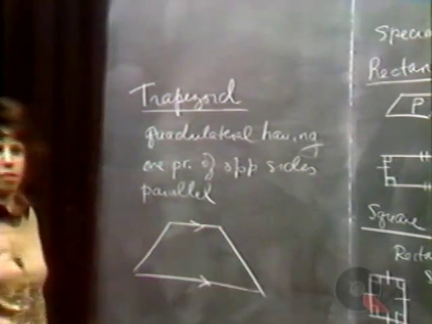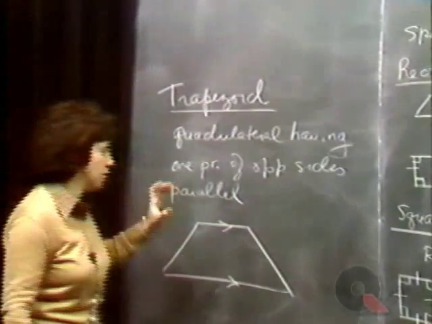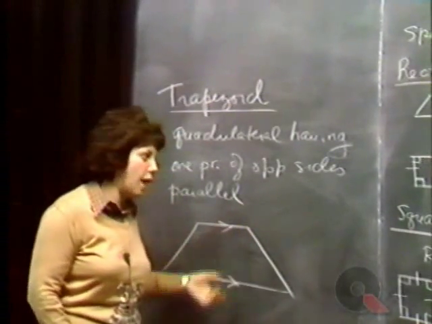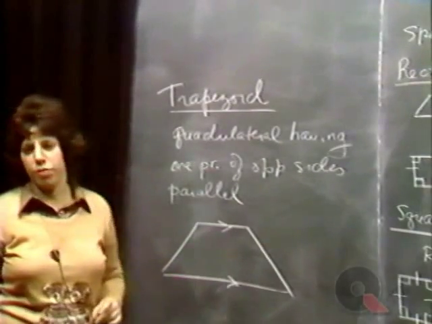If the other pair were also parallel, you have a parallelogram. If both pairs of opposite sides are parallel, it's a parallelogram. If one pair of opposite sides are parallel, it's a trapezoid. We will always use the most descriptive term.